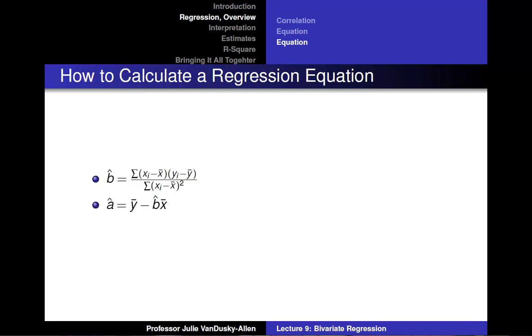Now that I have shown you the intuition behind a regression equation, I'm going to briefly show you how b hat and a hat are formally calculated. B hat is the sum of each x observation minus the mean of x times each y observation minus the mean of y, and that value divided by the sum of each x observation minus the mean of x, squared.